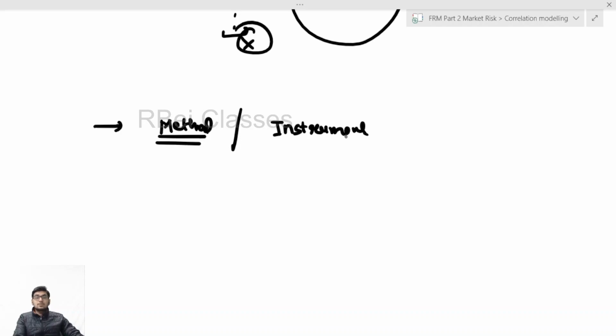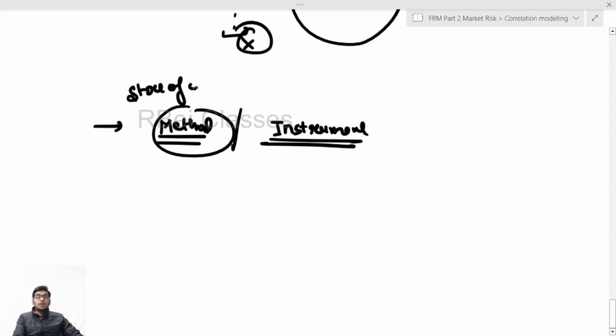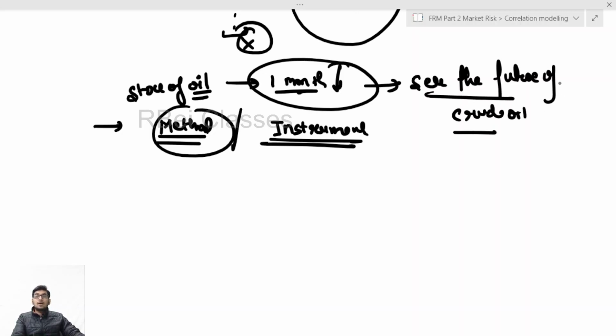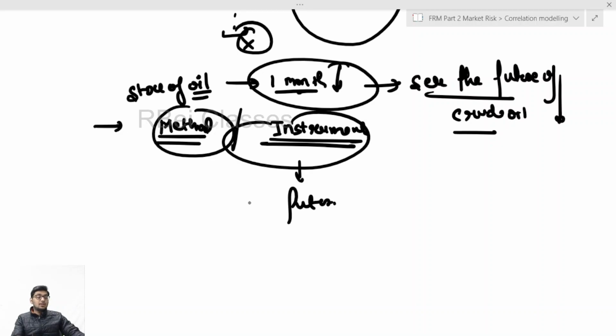Suppose you have purchased the stock of oil, and you want to sell the oil after 1 month. What are you afraid of? Sir, I am afraid that the prices of the oil will come down. This is the fear. Now in order to protect yourself, you will sell futures of crude oil. Clear? If the prices of crude oil go down, then this future will recover the money for you. This is an instrument. This future contract of crude oil is an instrument for you.